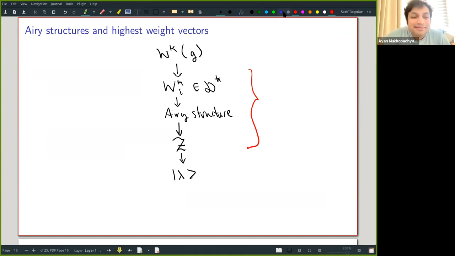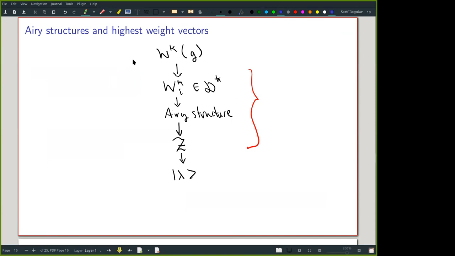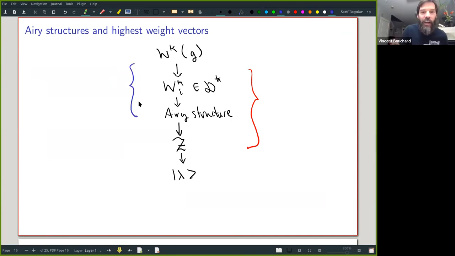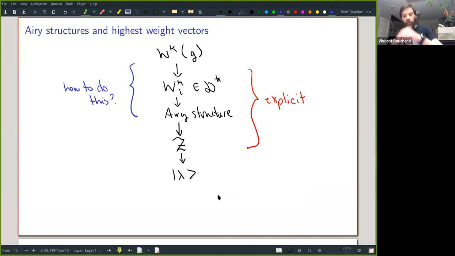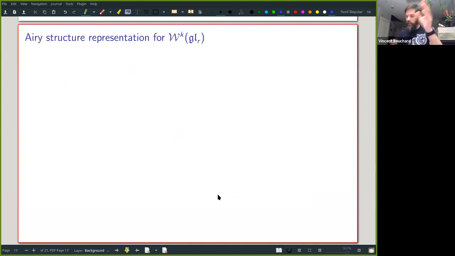Okay. All right, so the question here is, can you actually do that? Can you construct a differential representation for these modes that takes the form of an array structure? What I meant here is that this is a very explicit construction of the highest weight state. But the question is, how do you construct this differential representation? Well, it turned out it's actually not very difficult, at least in the case of W_k of GL_R. So let me just outline the construction.